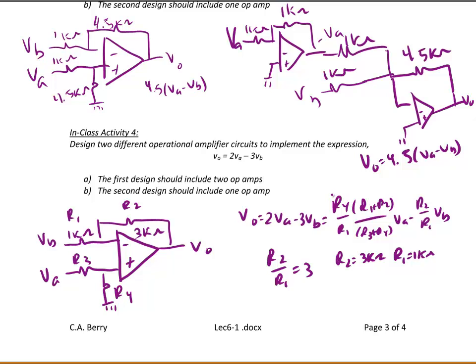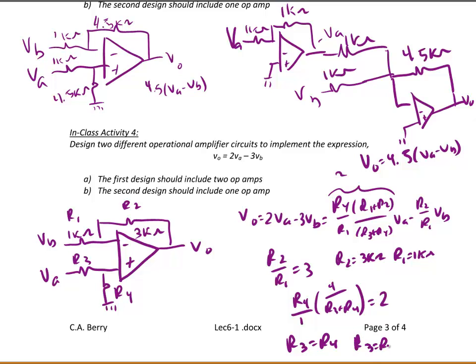So now I know the coefficient on VA has to be a 2. So I'm going to set this expression equal to 2, but put in the values that I have selected for R1 and R2. So I'm going to have R4 over 1 times 4 over R3 plus R4, and that has to equal 2. And you can solve this equation for the ratio R3 equals R4. So as long as I pick values where R3 and R4 are equal, this will satisfy that expression. So we're going to let R3 equal R4 equal 1 kilo ohm. So I'll put 1 kilo ohm on the circuit for each one of those resistors. And we have now designed a difference amplifier to implement the expression 2 VA minus 3 VB.